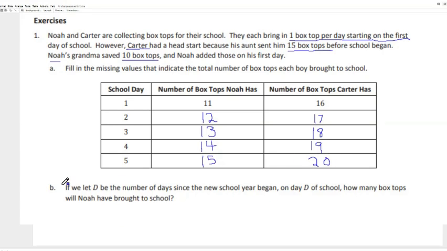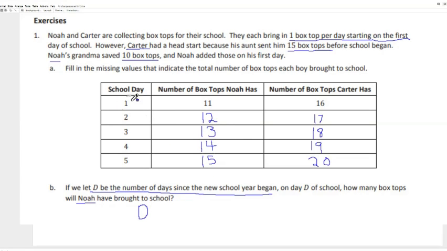All right, so if we go down to B, it says, if we let D be the number of days since the new school year began, so D represents the days in the new school year, on D days of school, how many box tops does Noah have? Well, if we look at this, on day 1 he has 11, day 2 he has 12, day 3 he has 13, and day 4, 14.